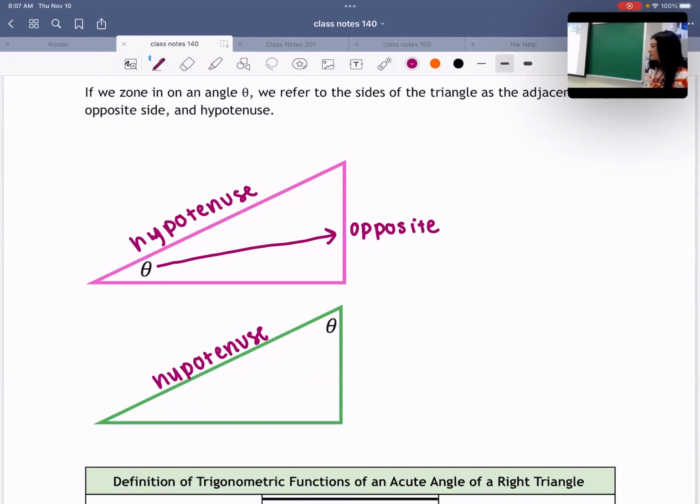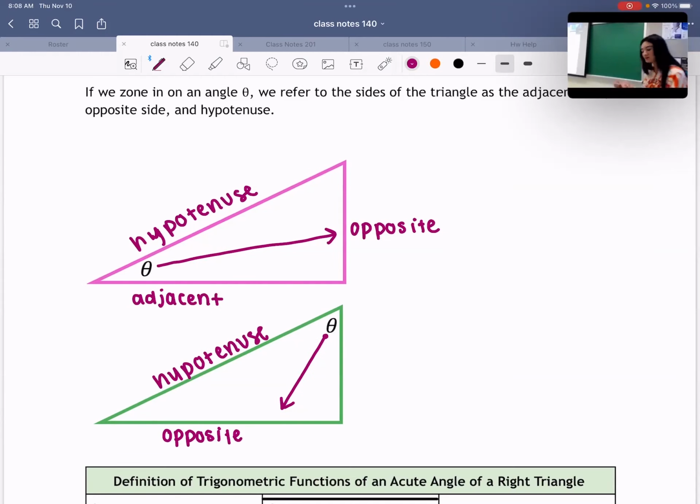Okay. Now on this triangle, on the green triangle, it's a little bit different because now we're focusing on this edge or this angle. And if you go look at the opposite edge from there, well, the opposite is now down here. Does everyone kind of see how the opposite comes about? Okay. Now, the name for the next edge is called the adjacent. So adjacent.